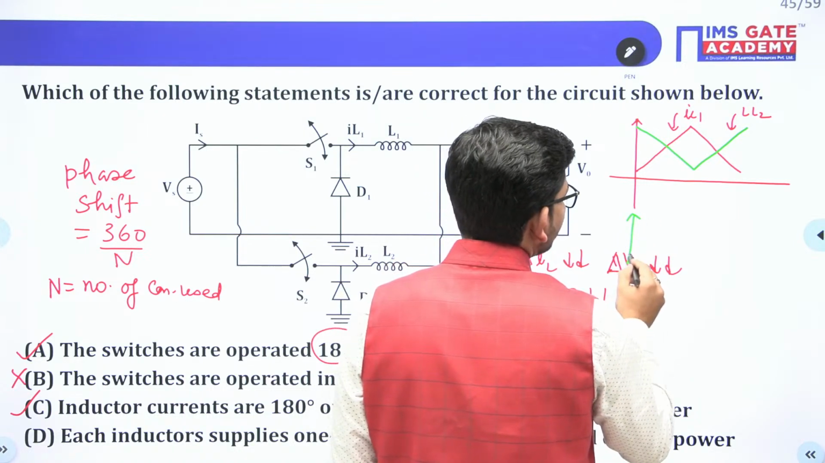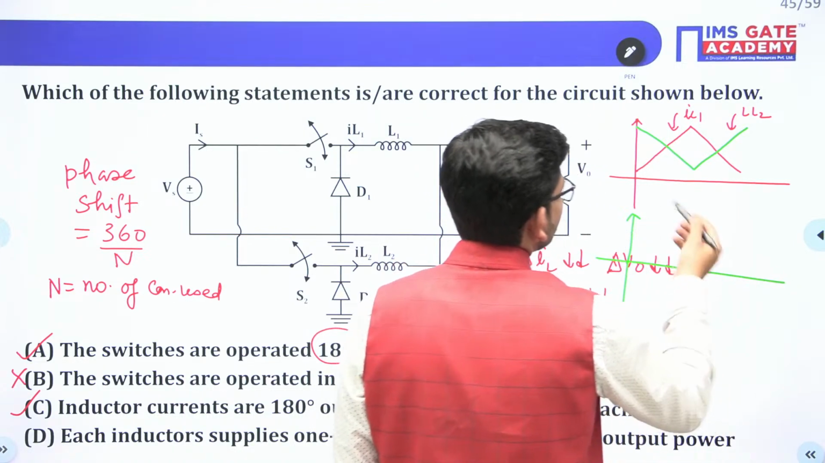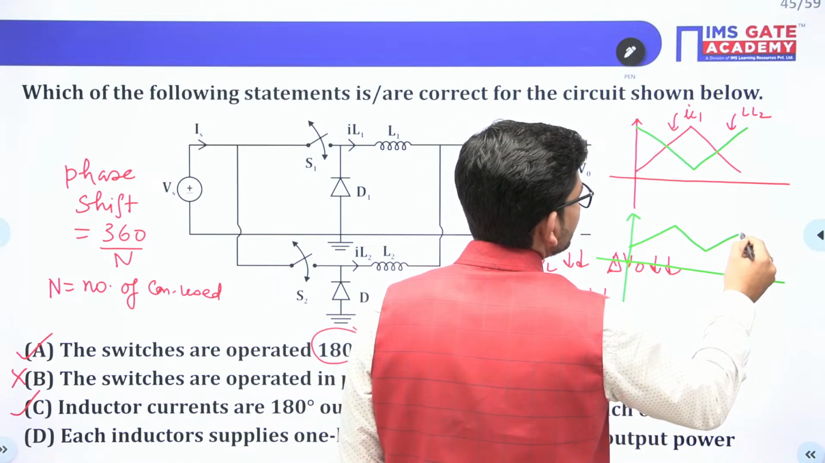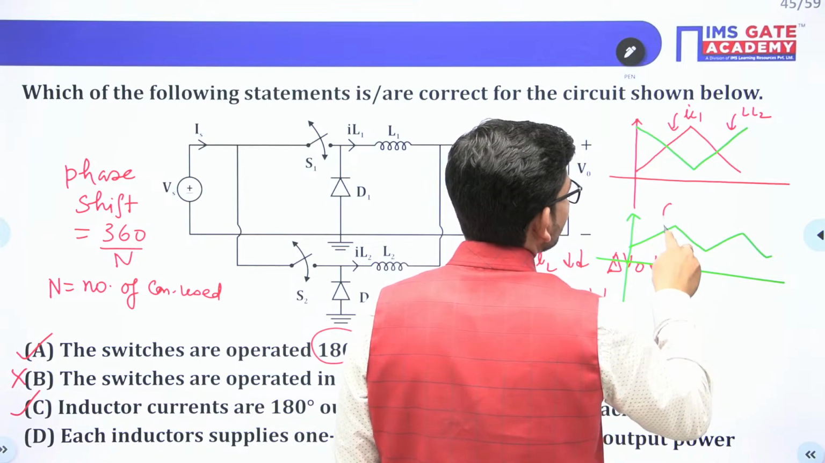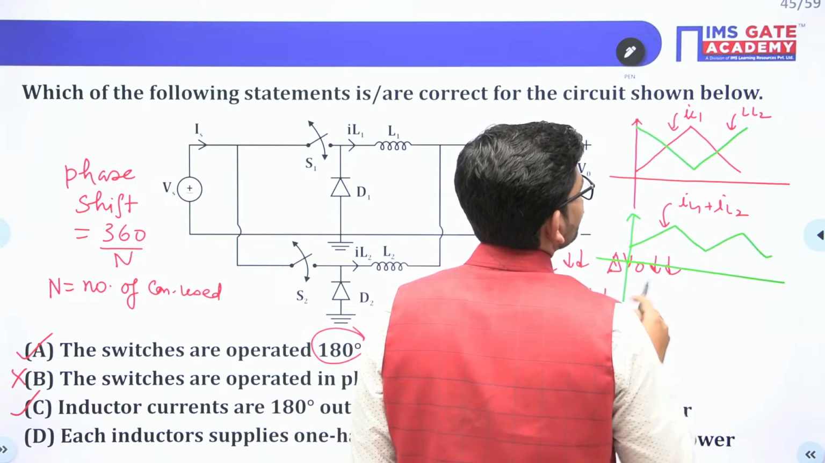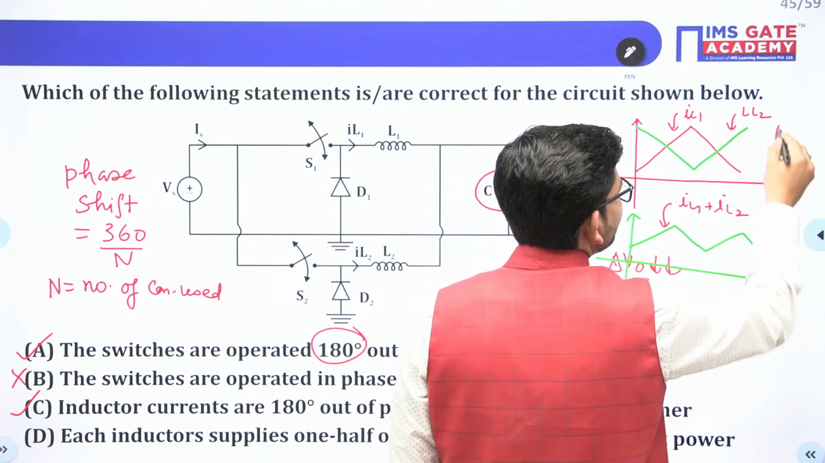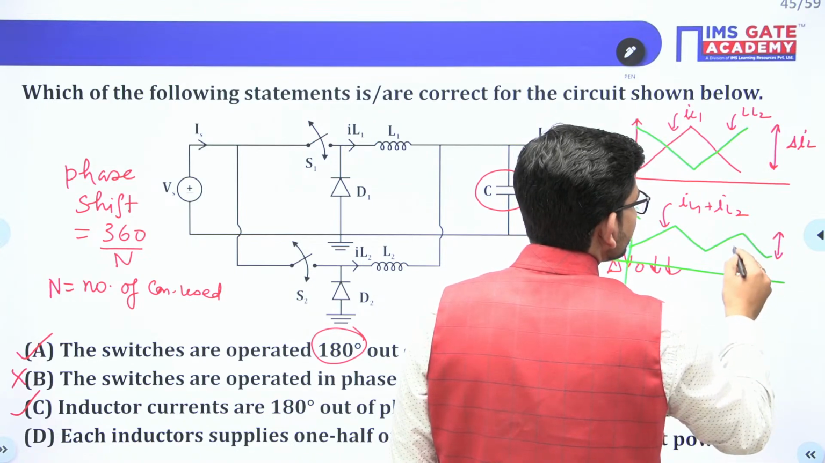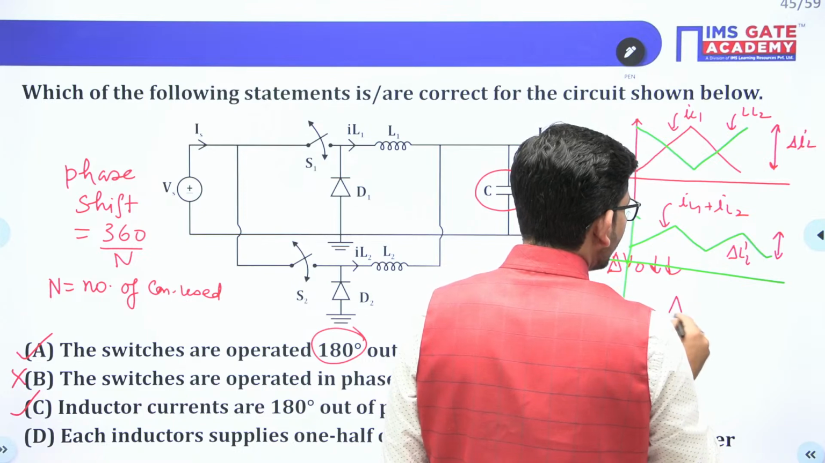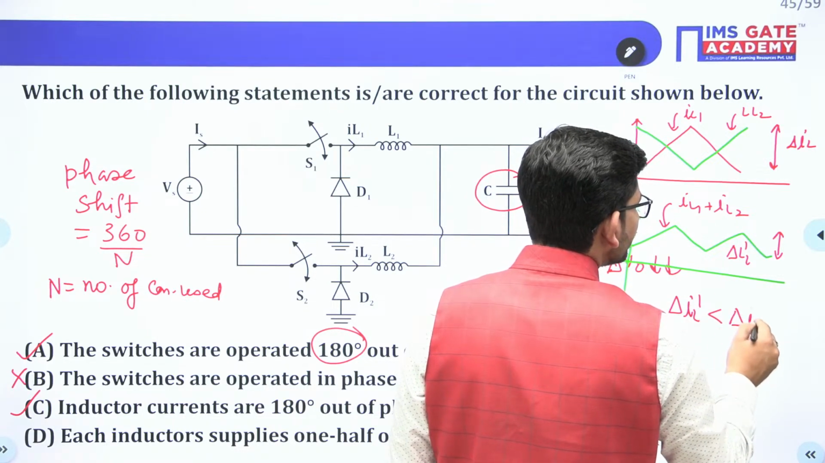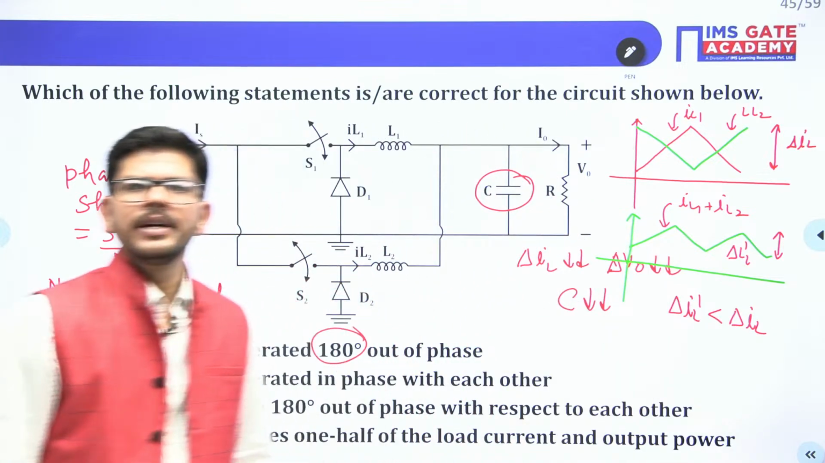Ultimately what will happen, guys, the net inductor current will have this particular pattern, which is IL1 plus IL2. Whatever the ripple is here, if that ripple is del IL, then the ripple here is del IL dash. So by doing this, we can have less ripple as compared to the first one. Okay, so this is high.